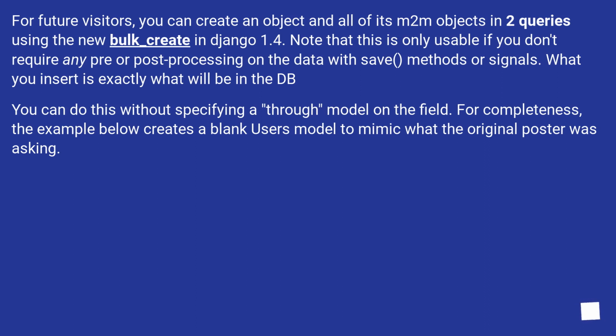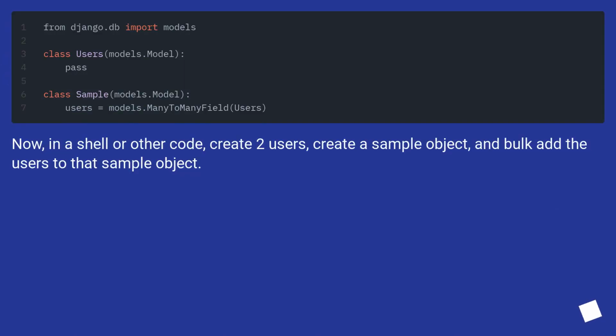For completeness, the example below creates a blank user's model to mimic what the original poster was asking. Now, in a shell or other code, create 2 users, create a sample object, and bulk add the users to that sample object.